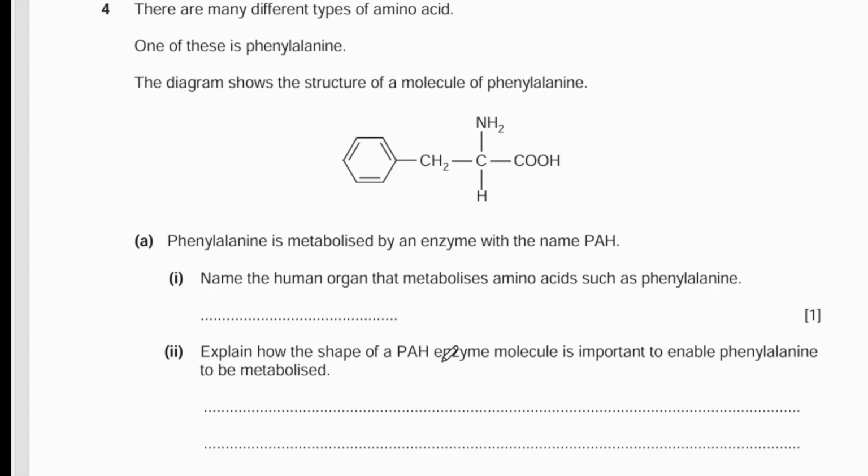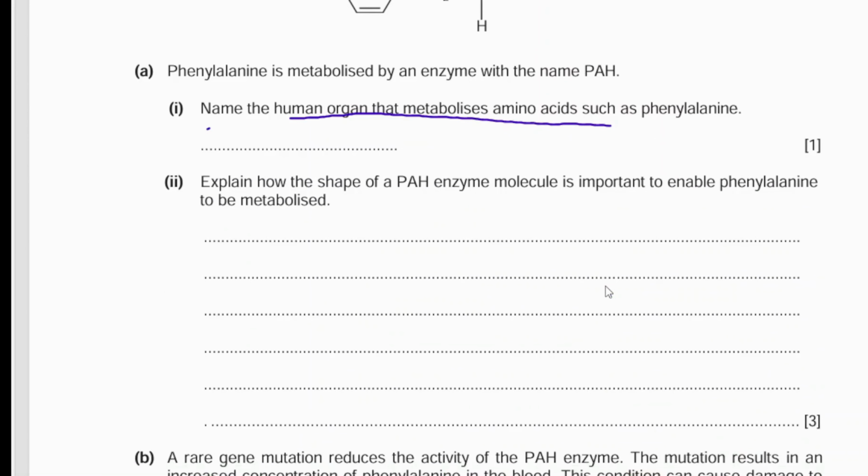The next one is related to phenylalanine. I guess we have done this. A molecule is given. State the human organ that metabolizes amino acids. Liver. So deamination is in the liver.